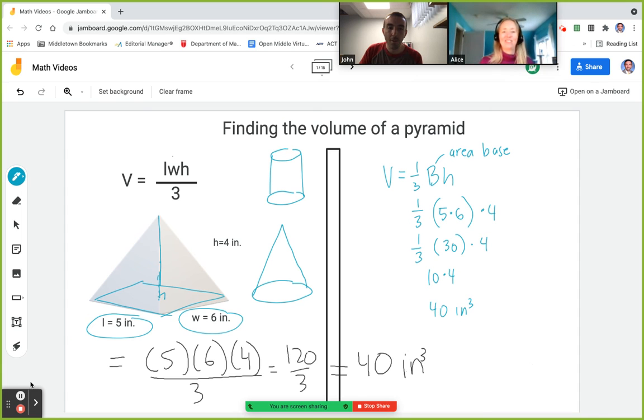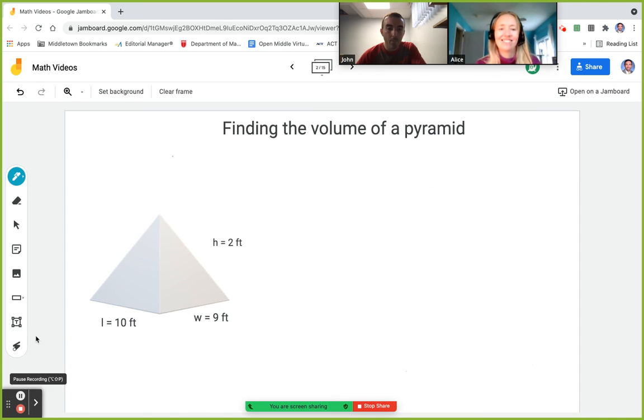All right, let's try one out. Okay, so we have another pyramid here. We see this point at the top, and we've got a rectangular base, so we know it's a pyramid. And I'm asked to find the volume. So I'm going to say, okay, the volume.